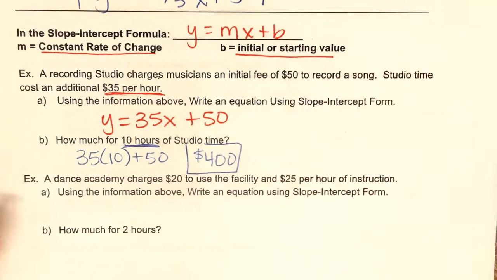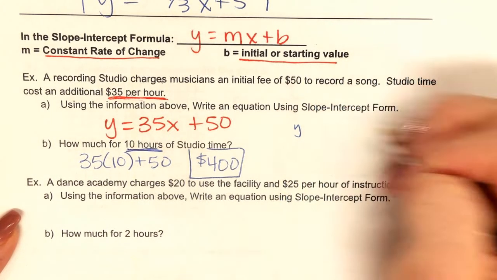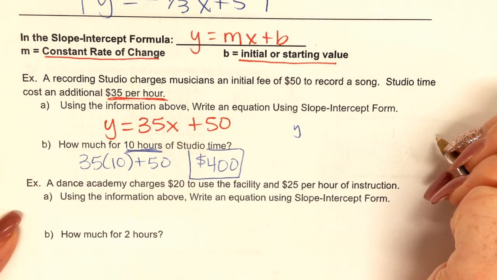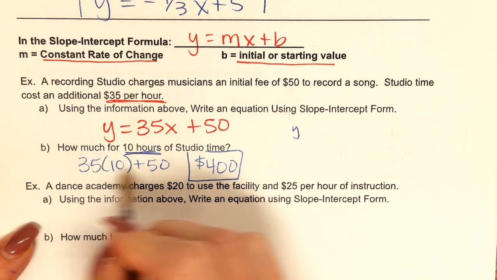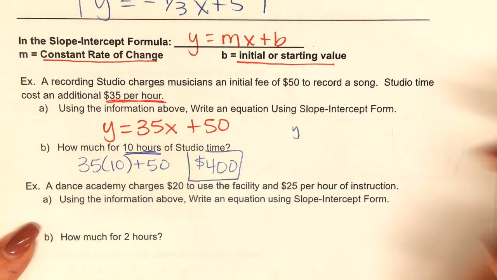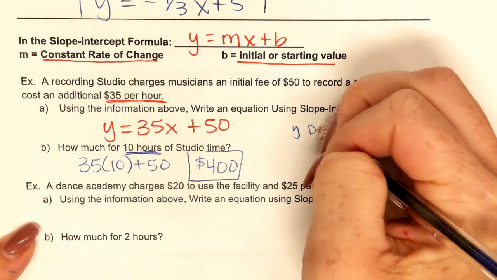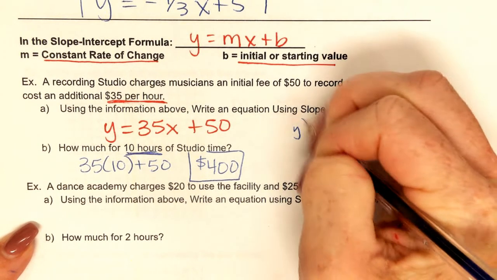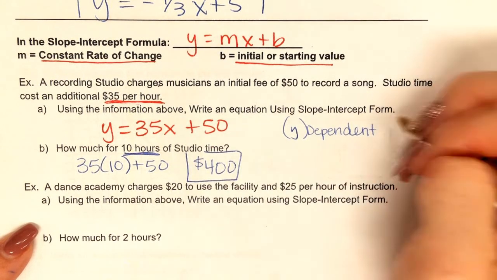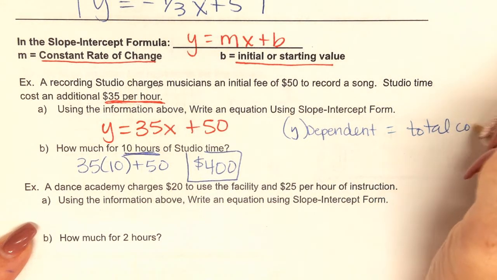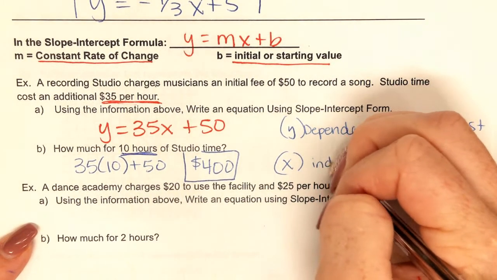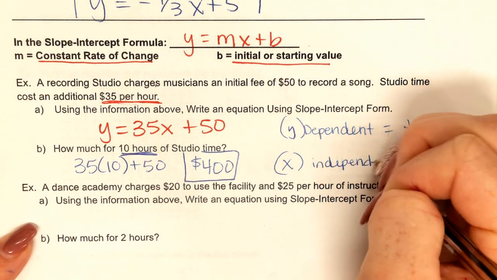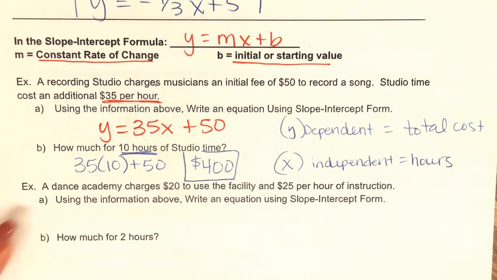So in this situation, the Y represented the what? What does this Y represent? What did I just solve for when I did all that? How much money? I did the total cost. So the y is the dependent variable, meaning it's dependent on how many hours you use the studio, right? And it is the total cost. What's the x? The x is independent, and it represented the hours. All right, try the next one on your own.